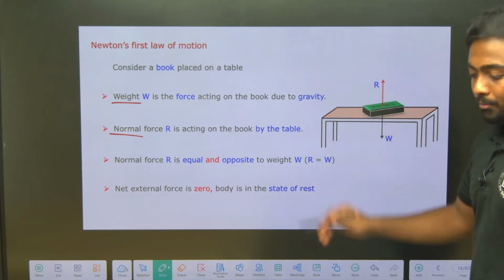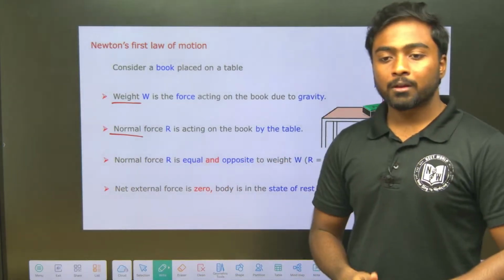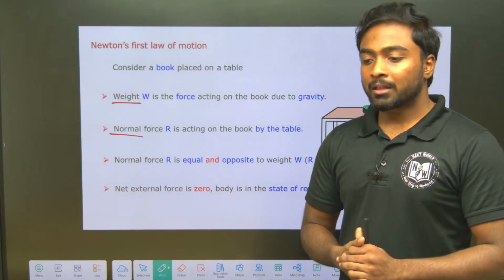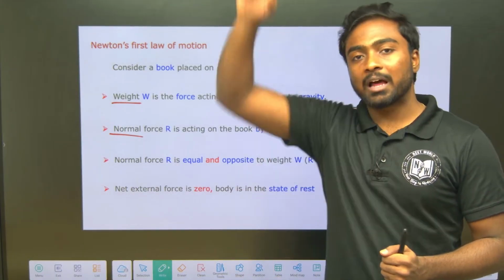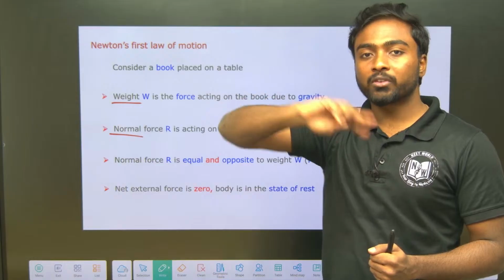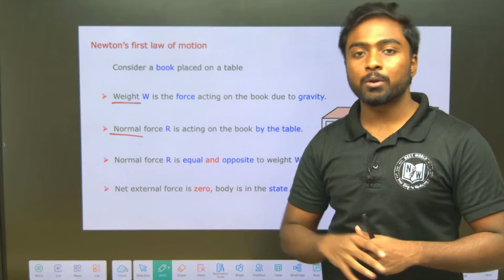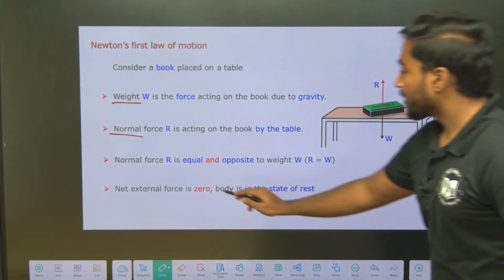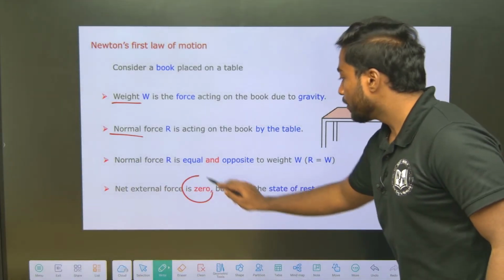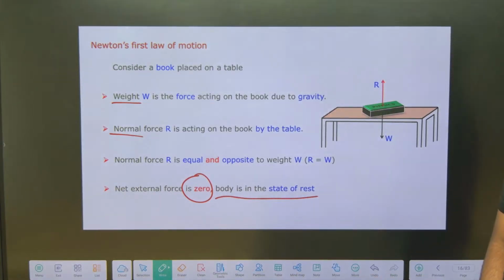If I keep the book on a table, it will be at rest because the weight of the book is acting downwards and some opposing force is acting upwards, which means equal and opposite forces are there. So the object will be at rest. The net external force is 0. The body is in a state of rest.